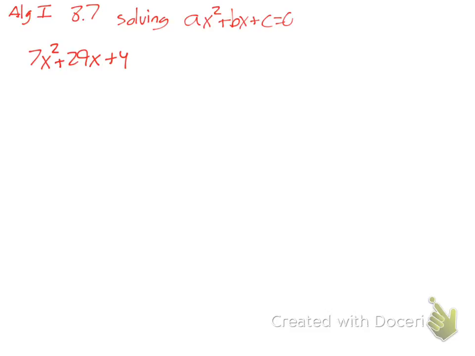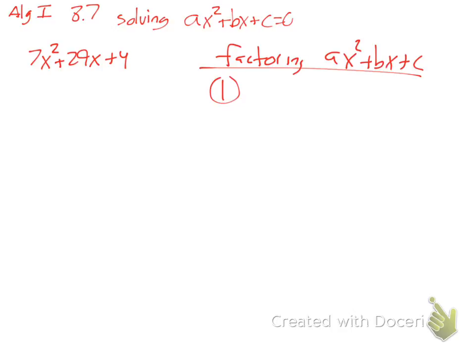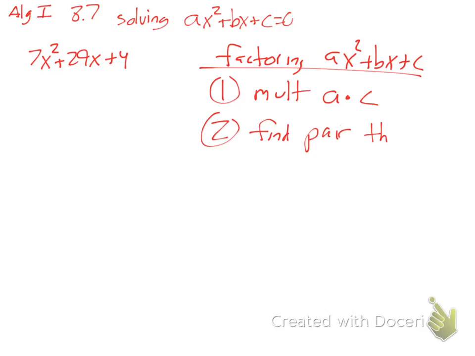So, steps. Number 1, factoring ax squared plus bx plus c. So we're going to be factoring when a is not equal to 1. This is what I want you to do. Multiply a times c. 2, find the pair that gives b. So we're still going to connect to b, but we're going to connect with not just the factors of a, we're going to look for the factors of a times c.